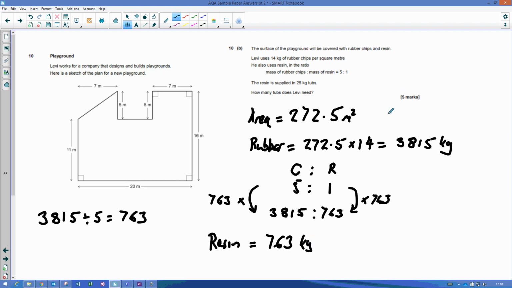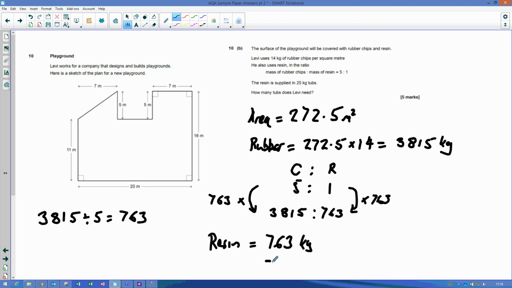Is that my answer? It's a 5-mark question after all. I haven't done that much work. What have I been asked? How many tubs does Levi need? So no, this isn't my answer. The resin is supplied in 25 kilogram tubs. So I need 763 kilograms, and I need to know how many tubs that's going to take me.